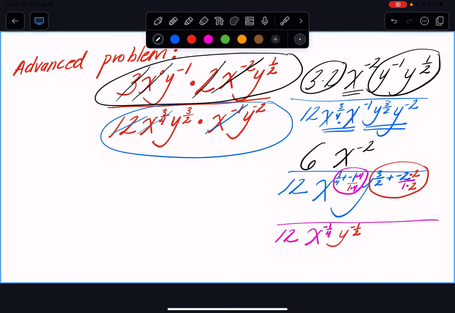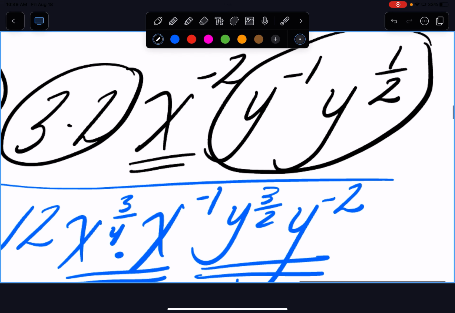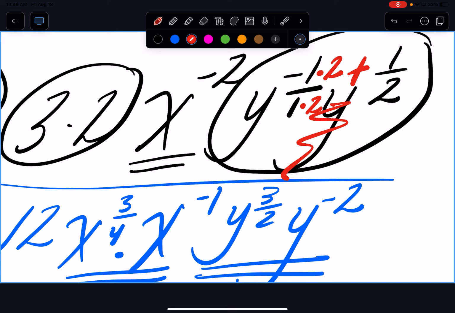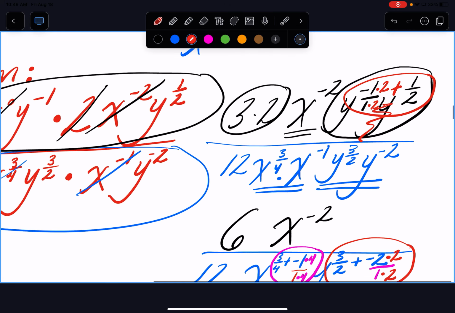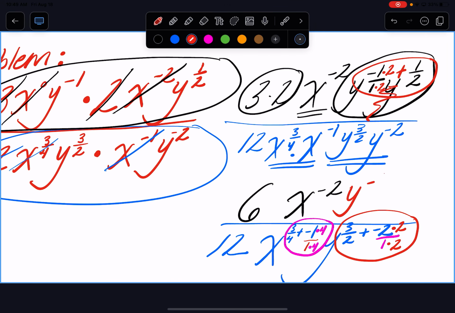When you multiply, we need to get a common denominator. I put divide by 1. I times by 2 to the bottom. I times by 2 to the top. I'm adding those together. Yes? Yes. So right here, -2/2 plus 1/2 is -1/2. Okay, so then we have y to the -1/2.